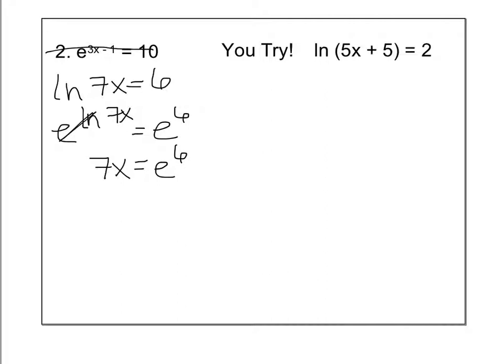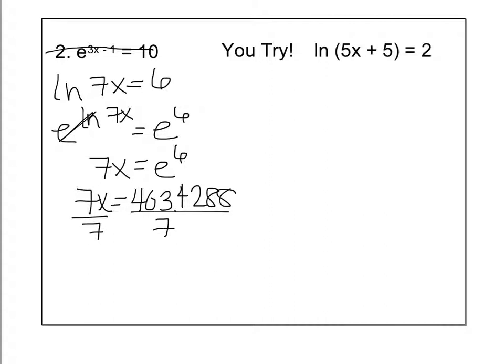So now in your calculator we're going to figure out what e to the 6 is. So we have 7x is equal to approximately 403.4288, because that 7 is going to round up with the 9 behind it. We're now going to divide this by 7. And again, make sure you kept it in your calculator and just hit divide by 7. So x is approximately 57.6327. That 6 rounds up because of the 8. So go ahead and try the u-try on the right.